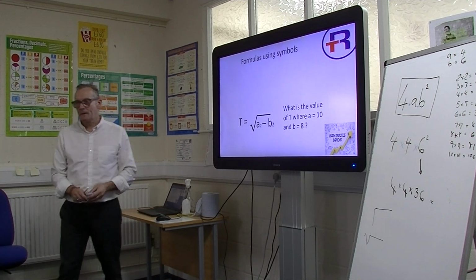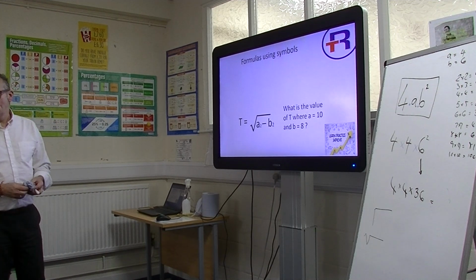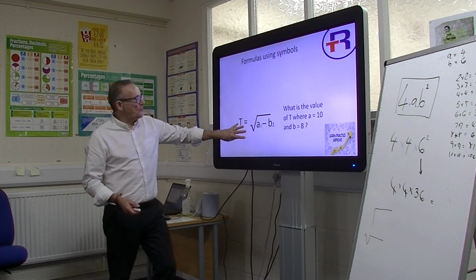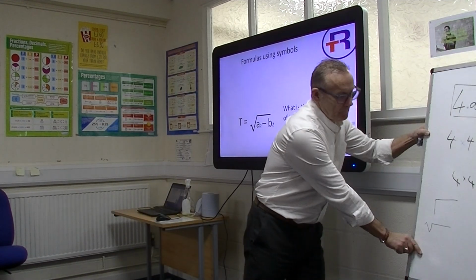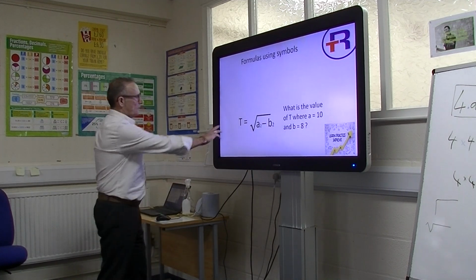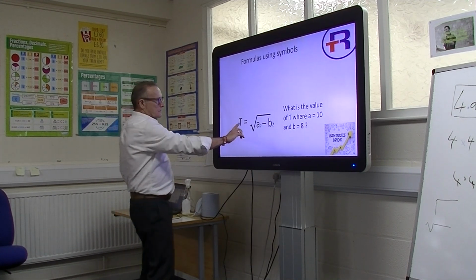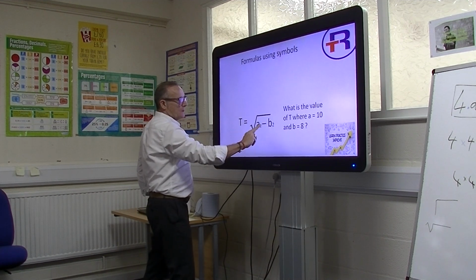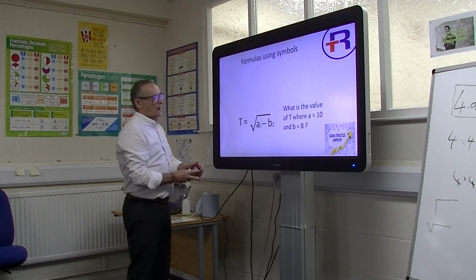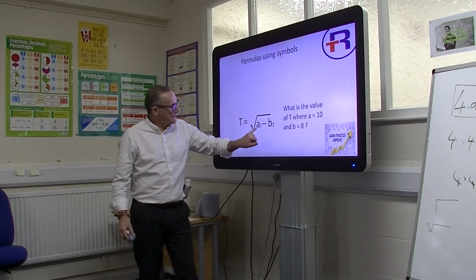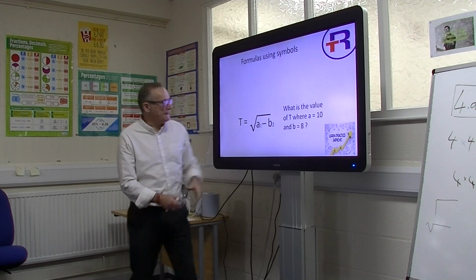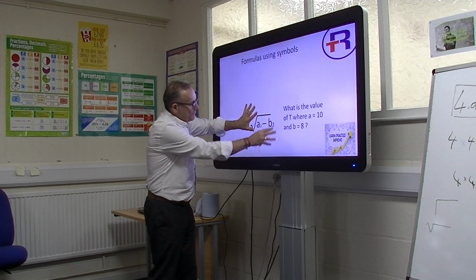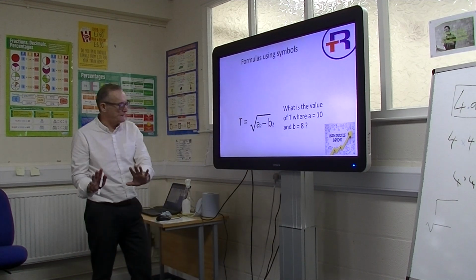In the BIDMAS rule, when are we going to solve the square root? At the end. And so if you see this particular style of question, this is what we've got here. We've got T, which stands for total. The total is equal to the square root of A squared minus B squared. And again, it tells us that A is equal to 10 and B is equal to 8. So we get into this square root symbol because we need numbers, we don't need letters.